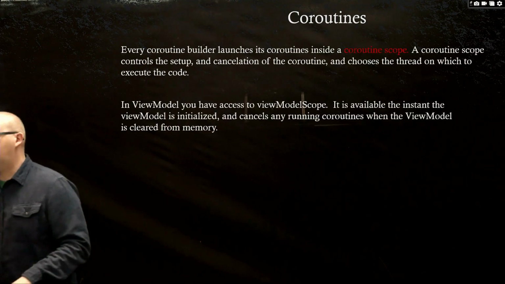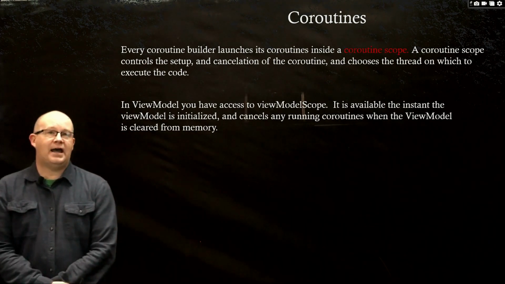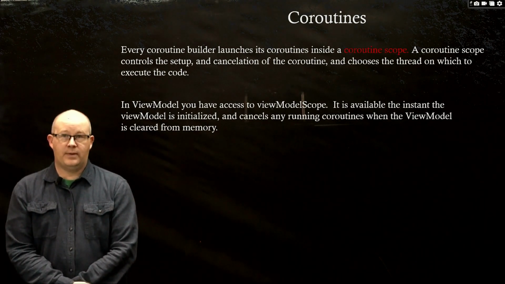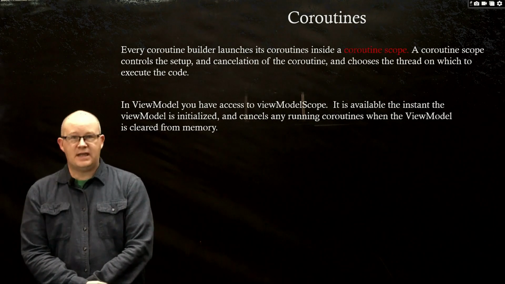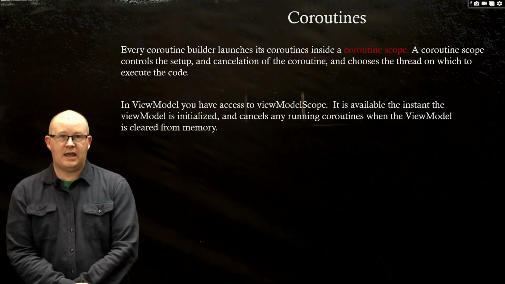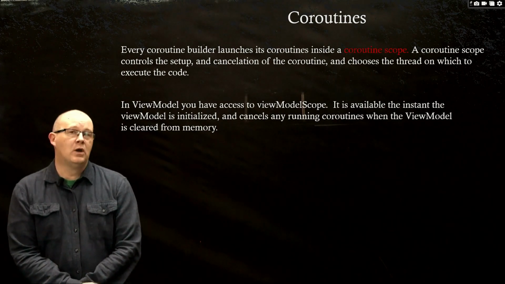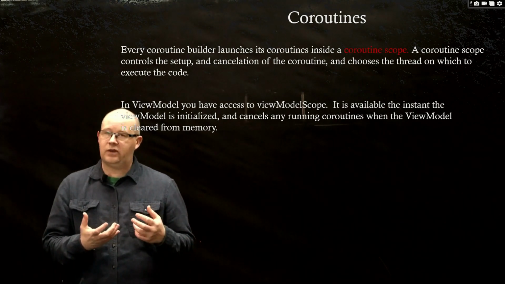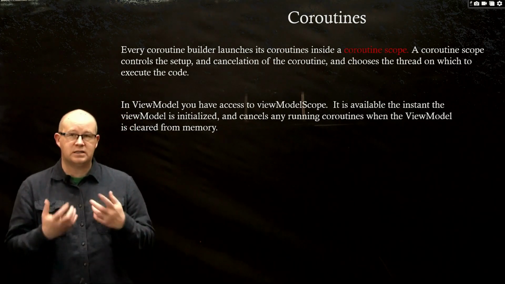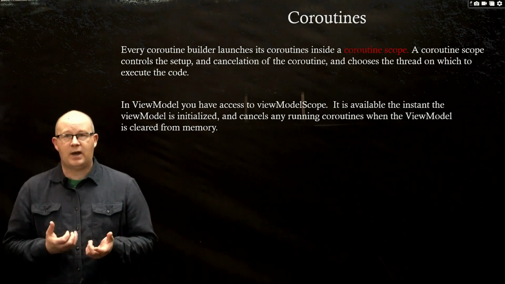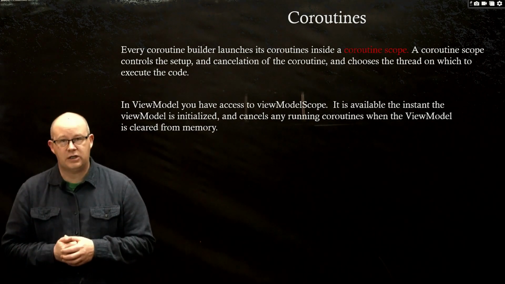But every coroutine builder needs to launch inside of a coroutine scope. The coroutine scope controls the setup and the cancellation of the coroutine, and it's actually going to choose the thread on which you're going to execute the code. So we have these things called coroutines, but there are really threads working behind the scenes. It's just that the coroutine is responsible for picking the thread that you're going to use.